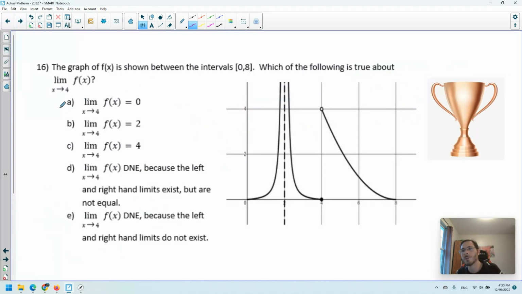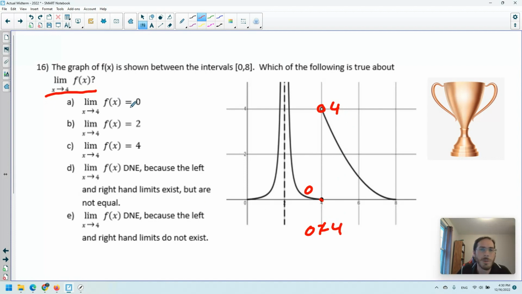I think this is the Browns award here, but our graph is shown between 0 and 8, which is the following is true about the limit as x approaches 4 of f of x. So it turns out we want to find out which is true about the limit. I know that the overall limit doesn't exist because here we're at 0, and here we're headed towards 4, and 0 does not equal 4.